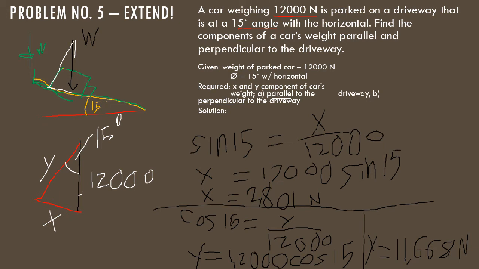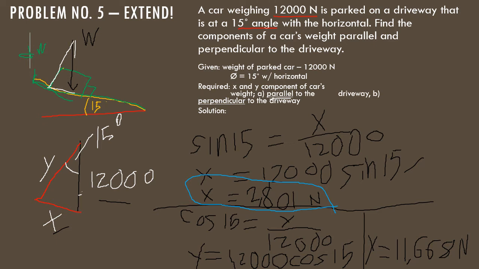First, let's find the x component. Sine 15 is equal to opposite, which is the x, over the hypotenuse, which is the 12,000. Cross multiplication, x is equal to 12,000 sine 15. Type 12,000 sin 15, and the answer will be 2,801 point something.